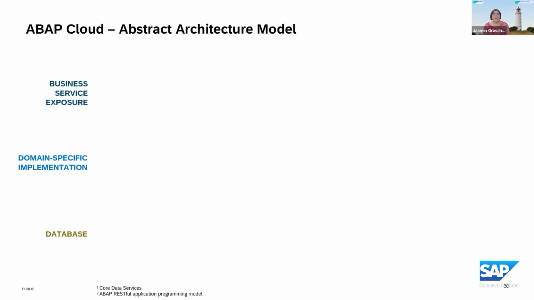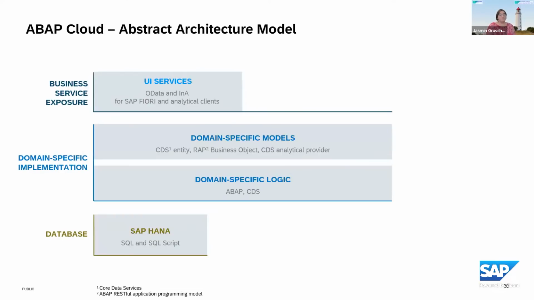So let's have a look at the architecture. So it's a 3-tier model, as very well known. So one of the use cases is you want to build a UI service, meaning in most cases you want to build an SAP Fiori app. So you can select your data from SAP HANA, from the database, and then in the domain-specific implementation layer, you implement the actual logic and define the data model.